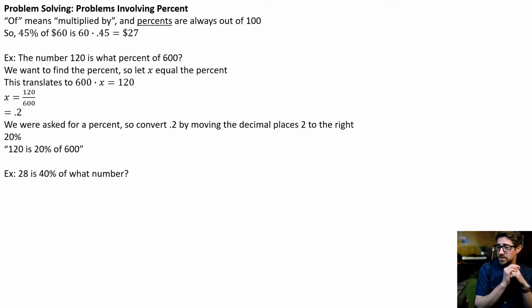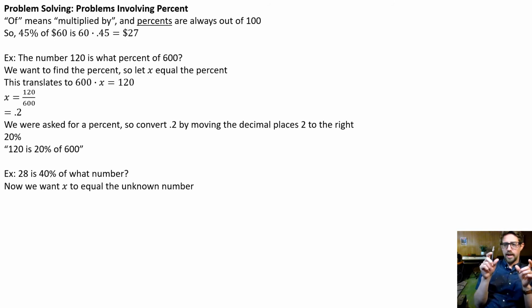This seems the same, but it's different. 28 is 40% of what number? Okay, so now we're not saying, what's 40% of 28 or whatever. We're saying something different. We're saying 28 is 40% of something. We want to know what the something is. We want to know what number that is, that we can take 40% of it and get 28. So again, just let x be the thing we want. So 28 is 40% of x.